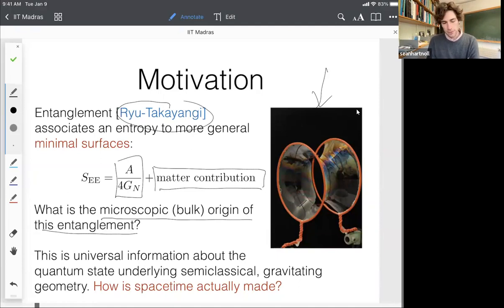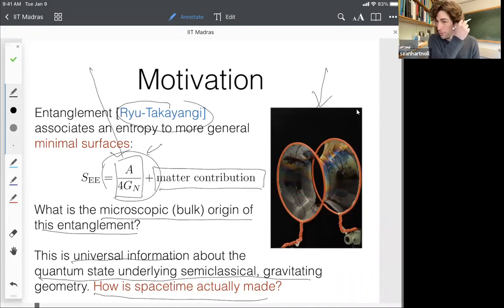And if we could answer this question, we will certainly learn that it suggests that if we can understand this, we'll learn something universal about the quantum state that underlies semi-classical space-time. Okay, so space-time is in some quantum state of space itself, if you like. And if we can understand the entanglement in that state, we would actually understand how space-time is actually made. So this talk can be thought of as some baby steps in the direction of understanding where these kind of entanglement terms might come from microscopically.